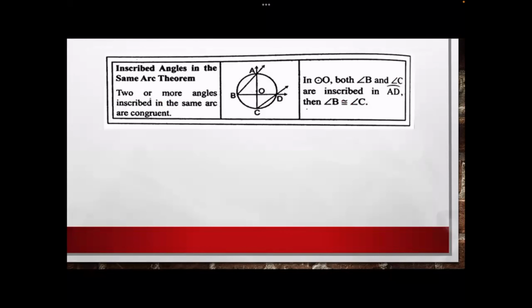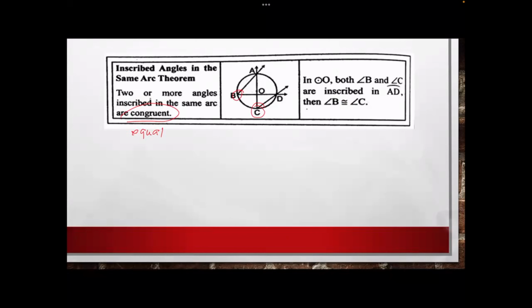Next, inscribed angles in the same arc theorem. It says here that two or more angles inscribed on the same arc are congruent. What does congruent mean? When we say congruent, they are equal. So in circle O, both B and C are inscribed in arc AB.